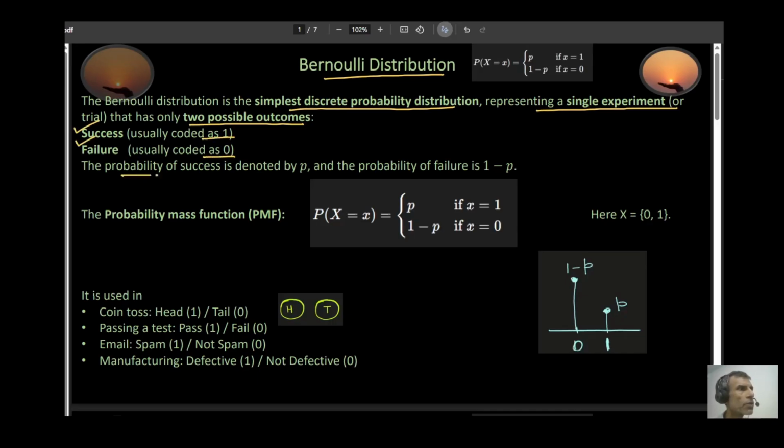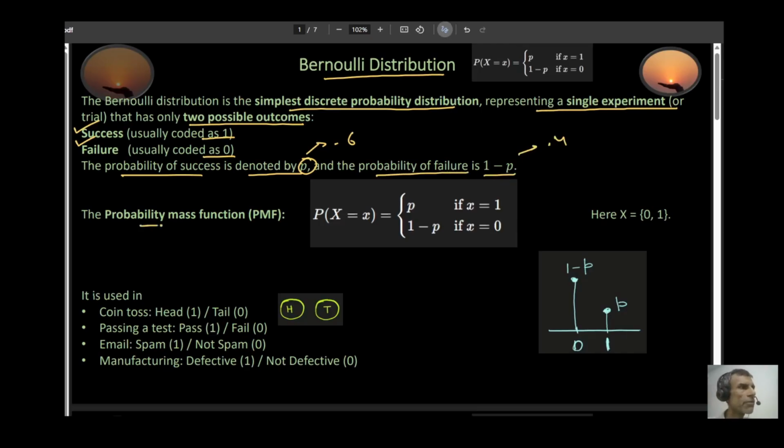Let's say you denote your probability of success by P. So let's say P equals 0.6. In other words, your probability of success is 60%, then your probability of failure is going to be 1 minus P. This would be, in this case, 0.4. So there is a 40% chance that you're going to fail.